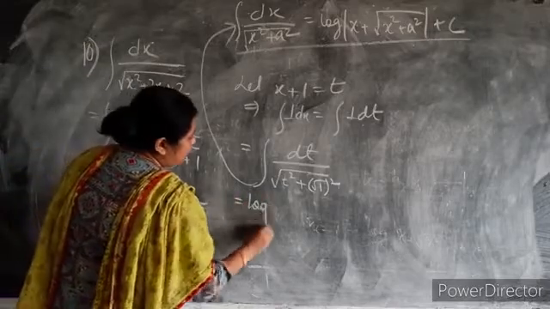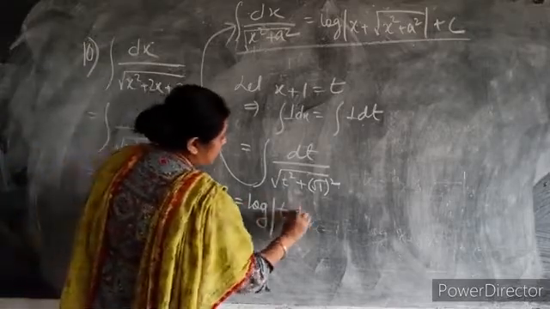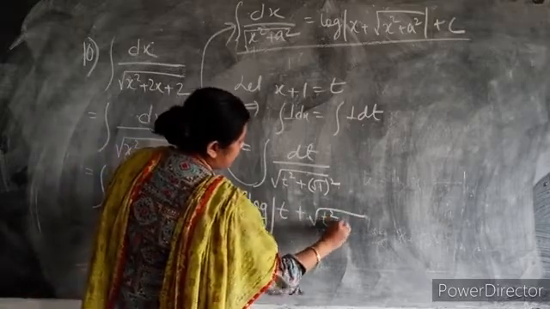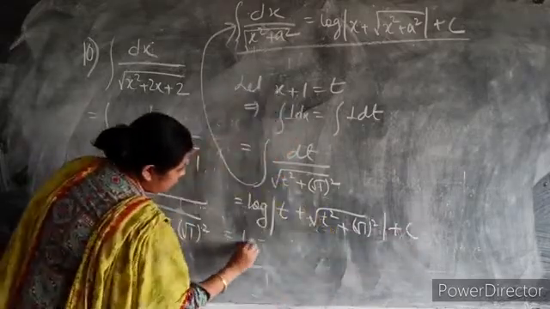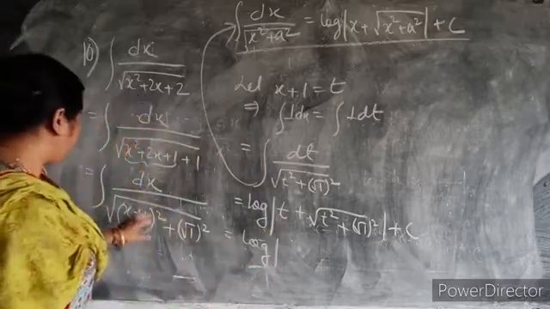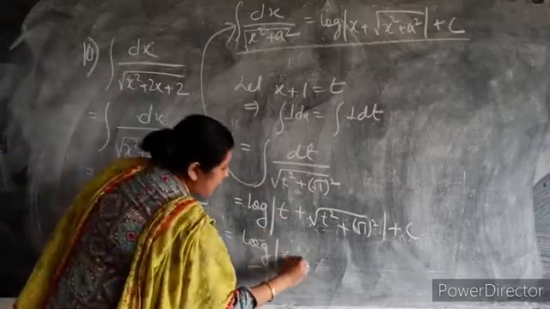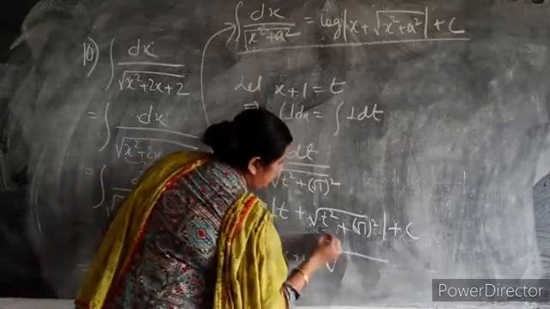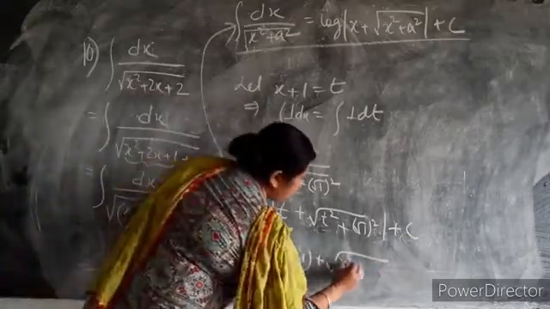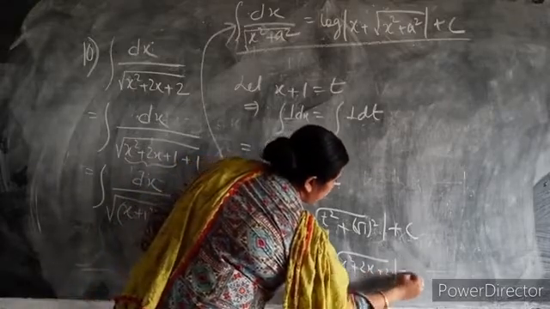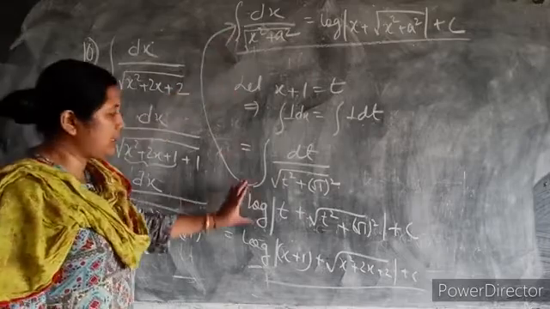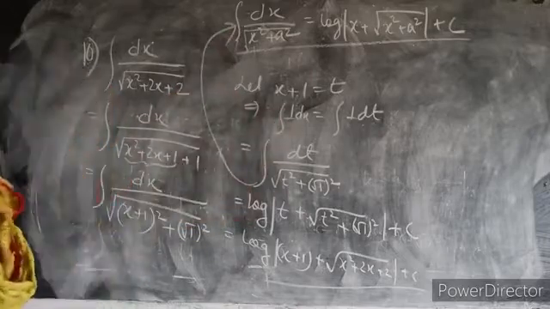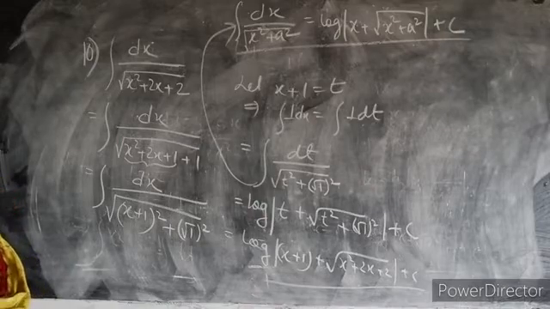So here if I apply the formula, this will be directly log of t plus root over t square plus 1 square plus c. So now you have to write the value of t, since t is considered to be x plus 1, plus root over, this part is the direct question part, that will be x square plus 2x plus 2, plus c. So this is the answer of your question number 10. Okay, so we are again using the direct formula in this part, and here we are using the substitution method. So in this way we are doing question number 10.